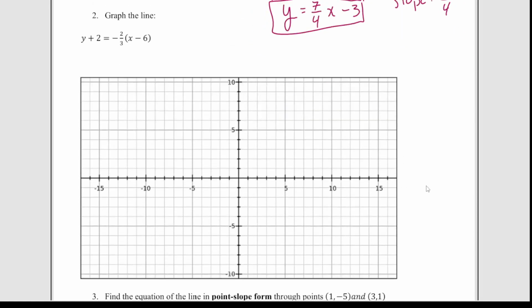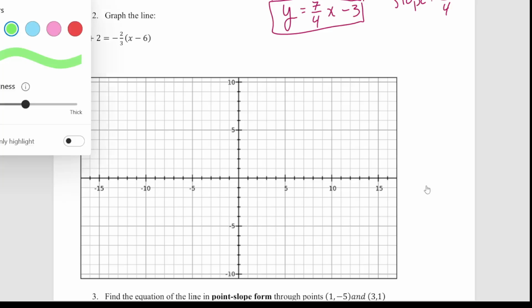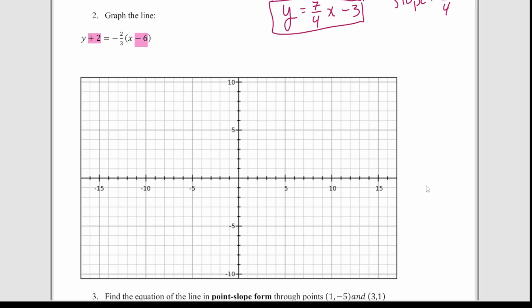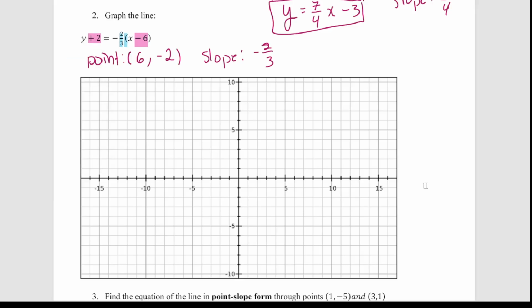For the next one, if you're going to graph this line, in particular, you should recognize what's the point they want us to plot. Well, we've got minus 6 plus 2. That's corresponding to our point in question. So our point is positive 6, because I must have subtracted a positive 6, comma negative 2, because I must have subtracted a negative 2 if it says plus 2.